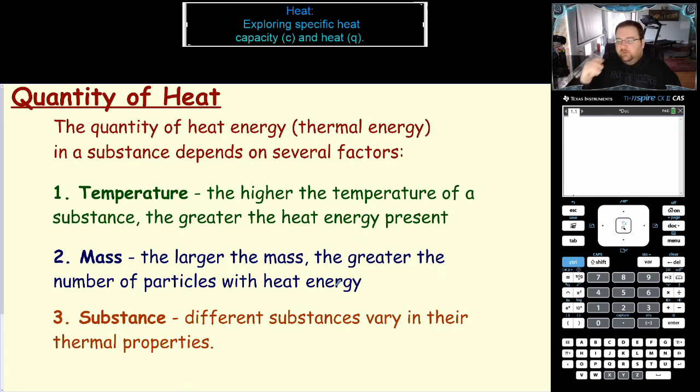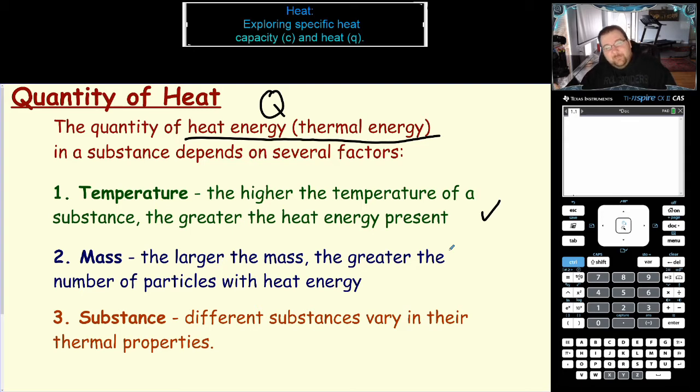Okay, so now we're going to actually look at calculating the quantity of heat, which is going to be the unit Q. This is the quantity of heat or the quantity of thermal energy, right? Heat energy or thermal energy. And the amount of heat in a substance is going to depend on these three things. The temperature, right? And generally, the higher the temperature, the more heat energy is going to be present. That should be self-explanatory, right?